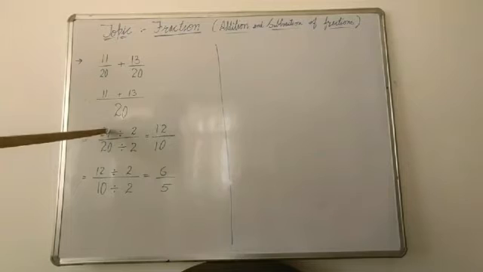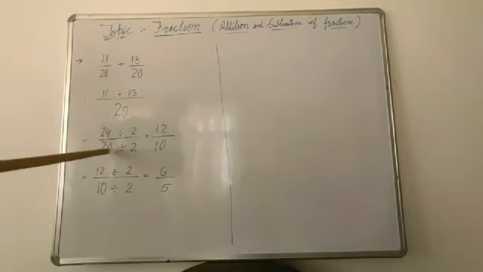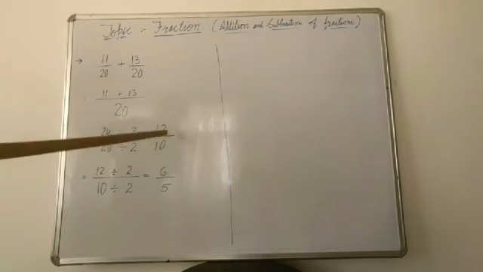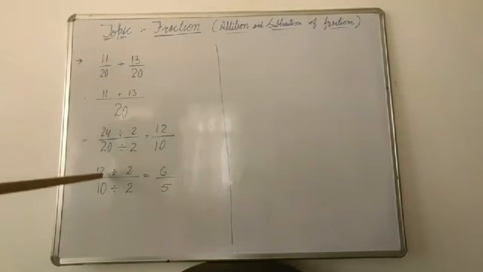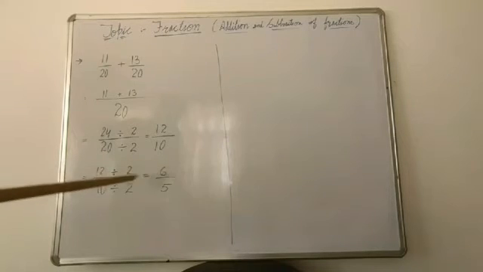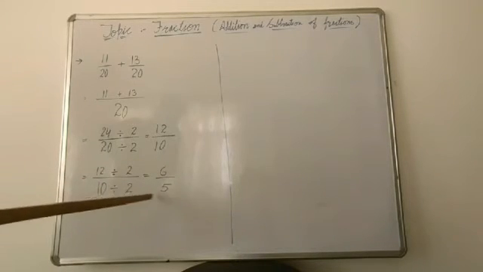So when we divide 24 by 2, we get 12. 2 12s are 24. Same, 2 tens are 20. So our answer is 12 by 10. Again divide 12 by 10 by 2. So 2 6s are 12, 2 5s are 10. We get the answer here 6 by 5.